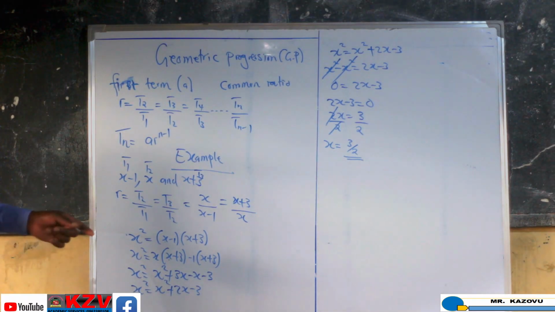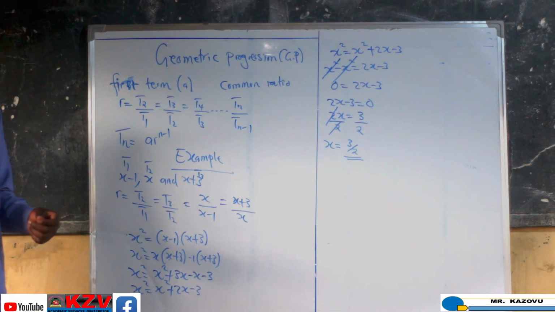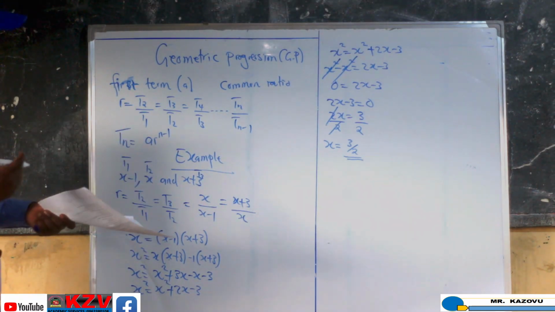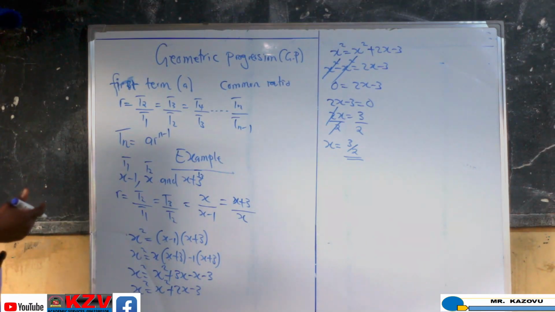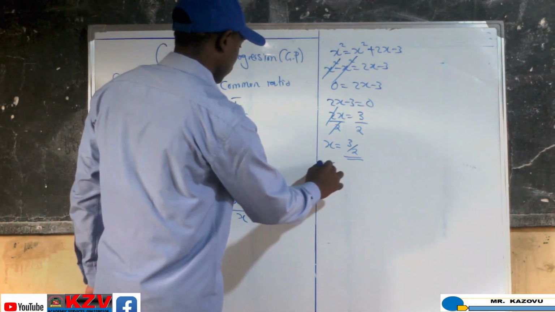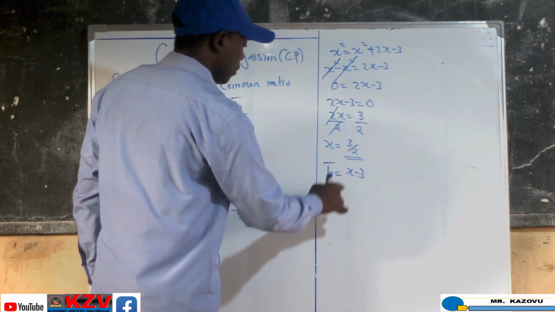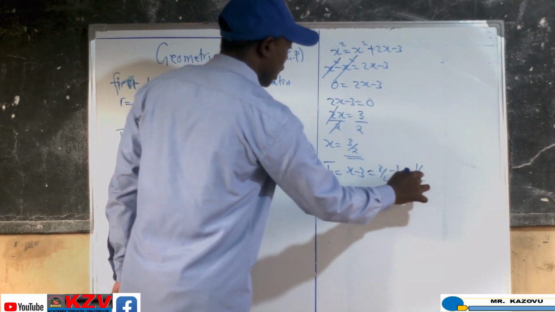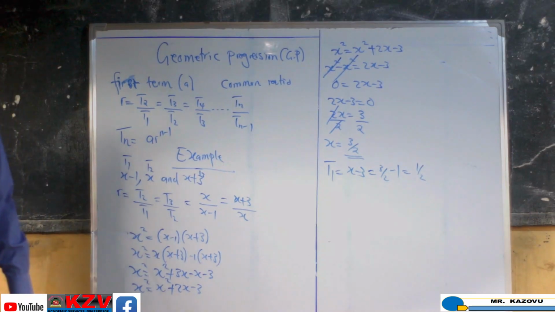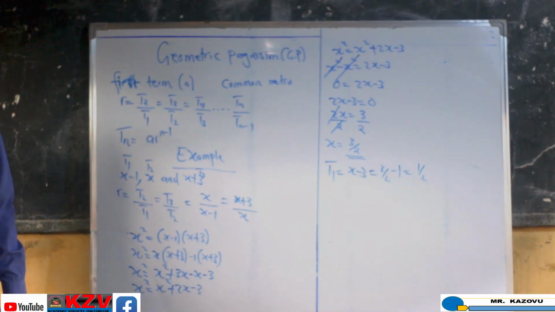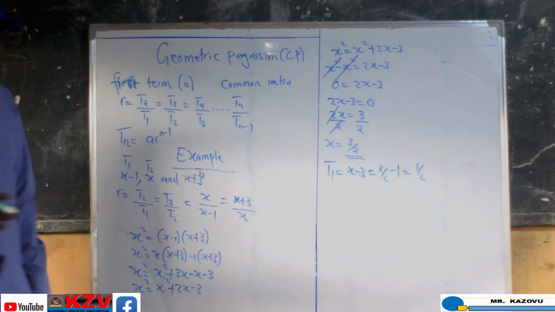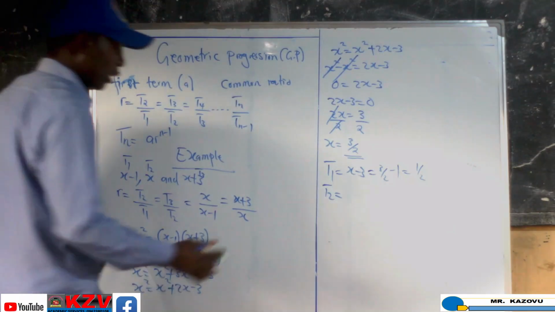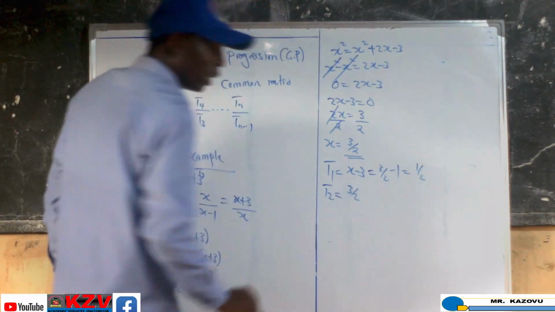Now the common ratio is where there's x, we put 3 over 2. Isn't it? So now we can substitute because we know what T1 is. Since we know x is 3 over 2, look at T1. T1 is x minus 1. But what is x? x is 3 over 2 minus 1, which gives us half. It's giving us 1 over 2. So T1 is 1 over 2, is half. Then what is T2? T2 is x. It's 3 over 2. Are we on the same page?